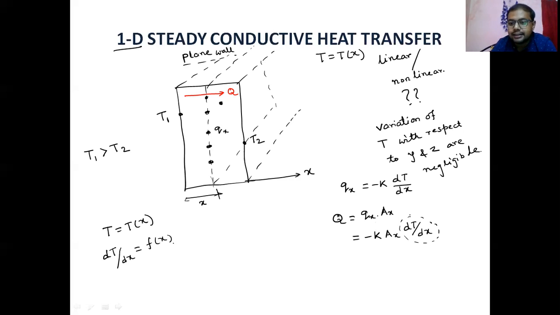The area Ax is also a constant. Qx is also constant everywhere at the same X, because dT/dx is constant. At a particular X distance, dT/dx is the same, so Qx is also the same. Everywhere it is the same Qx over the same distance, over the cross section.